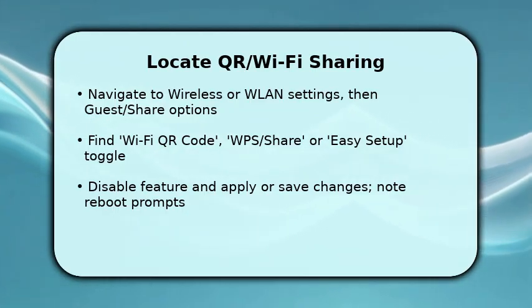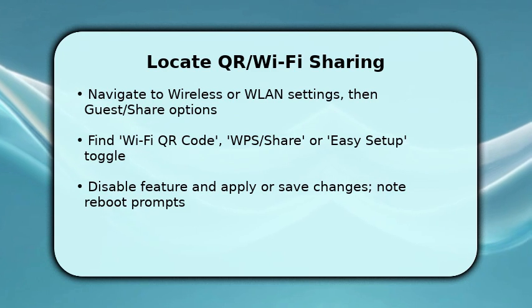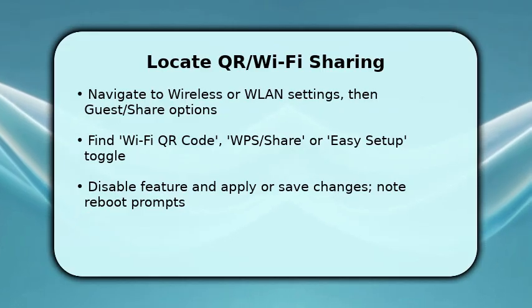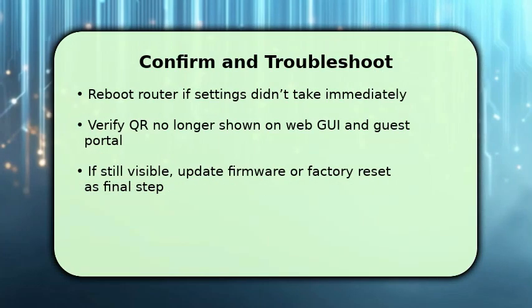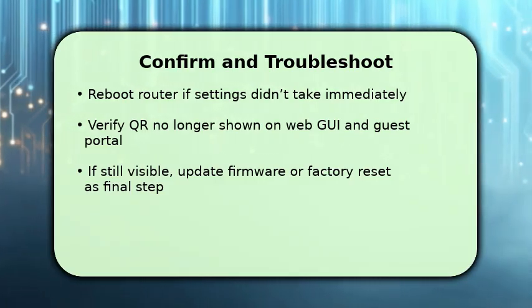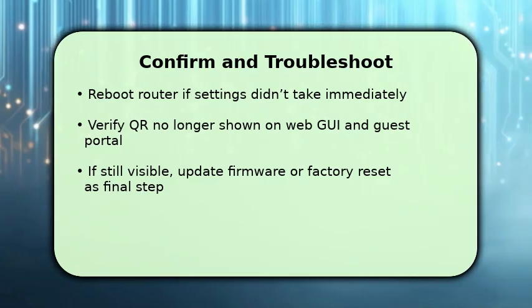Apply or save changes, and make sure the device either confirms settings saved or prompts a reboot. You'll accept that if required to commit the change. Finish by confirming the QR code no longer appears in the Web GUI or guest portal. Log out and back in if needed to refresh the interface.